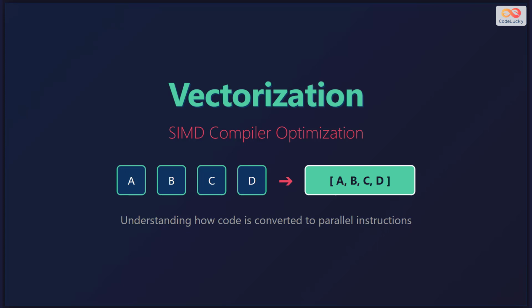Welcome to this introduction on vectorization and SIMD compiler optimization. In this video, we are going to explore how modern computers make your code run significantly faster by converting standard instructions into parallel ones. We will break down exactly what this means and how it happens under the hood.